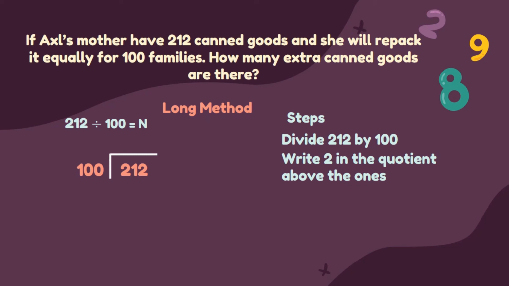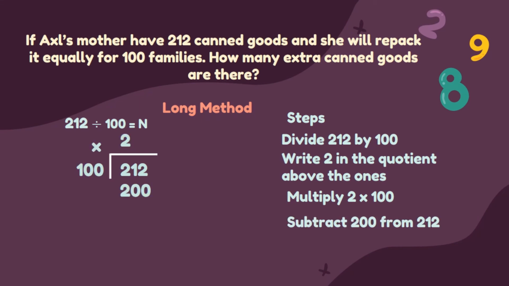Write 2 in the quotient above the ones. Multiply 2 times 100. 2 times 100 is equal to 200. Subtract 200 from 212. 212 minus 200 is equal to 12. Therefore, the answer is 2 remainder 12.